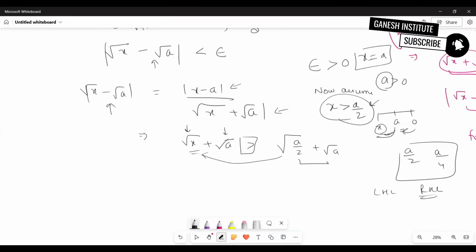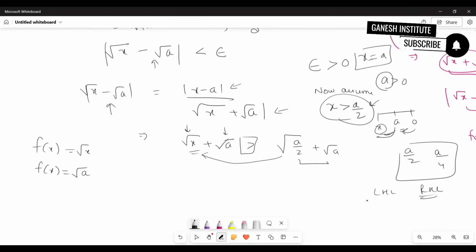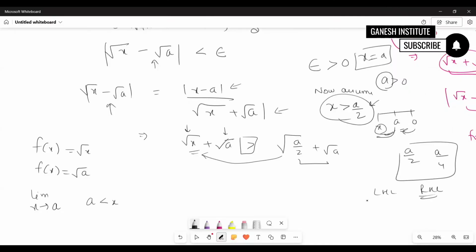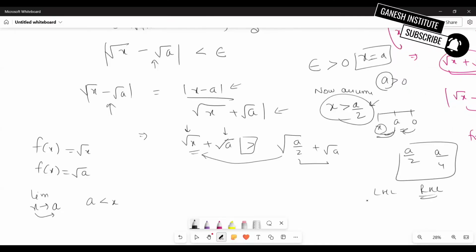See, you have to prove f(x) is root x. You have to prove that f(x) is actually root a. And this limit is x tends to a, right? Yes. So x is approaching towards a. So I'm not assuming that a is lesser, because x has to approach a. So that means a is bigger.